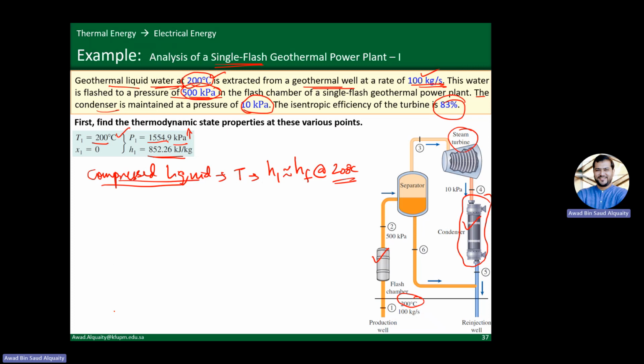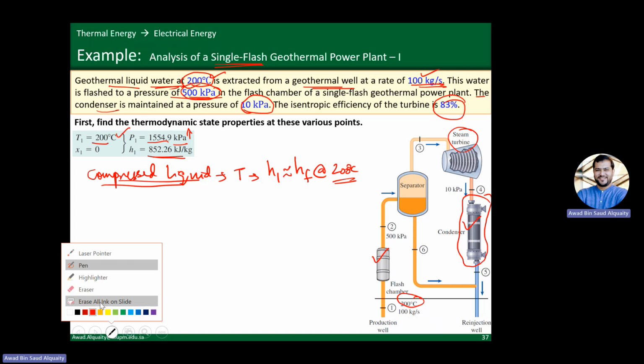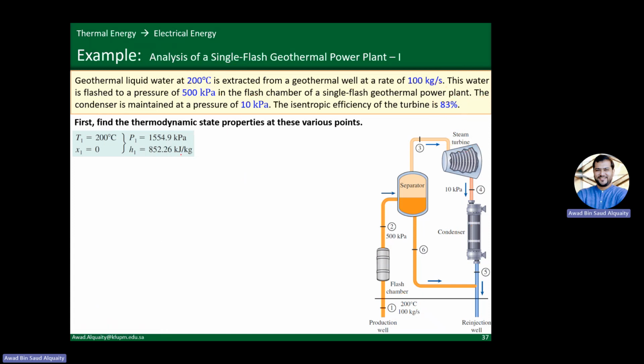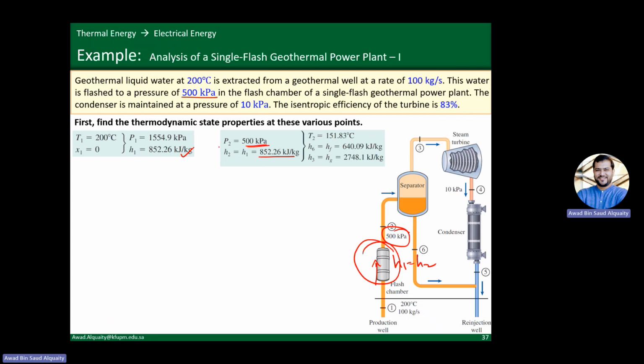So for state one, we have everything that's known. We know the temperature, we can find out the enthalpy, and that's an important part. Now, we know that the process from 1 to 2, the flashing process, is isenthalpic, meaning it's constant enthalpy. So h1 should be equal to h2. For state 2, we know the enthalpy and we know the pressure, because it's given in the question that it's flashed to a pressure of 500 kilopascal. Initially it was at a higher pressure, 1554.9 or higher, and it was flashed to a lower pressure. And so now we have two properties: pressure and enthalpy.